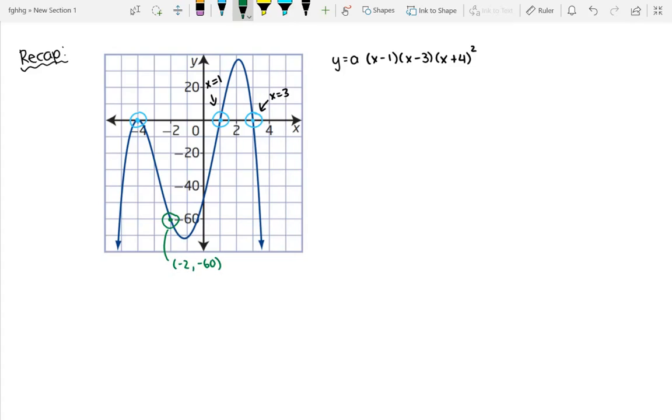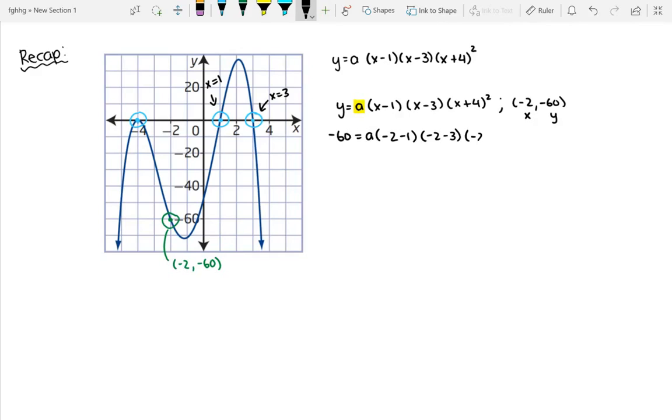All right, and the purpose of figuring out a point is so that we can solve for my a value. So with that being said, I'm going to do y equals a times x minus 1 times x minus 3 times x plus 4 squared. And I'm going to use -2 and -60 to help me solve for my a value. So this is my x, this is my y, so I'm going to plug it in now. So -60 equals a, -2 minus 1, -2 minus 3, and then -2 plus 4 squared.